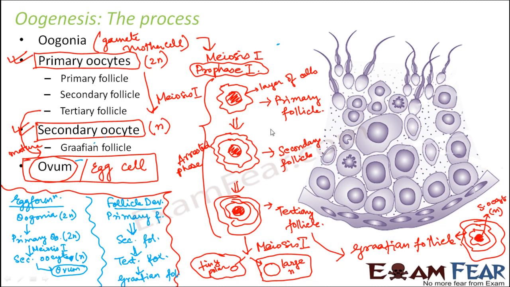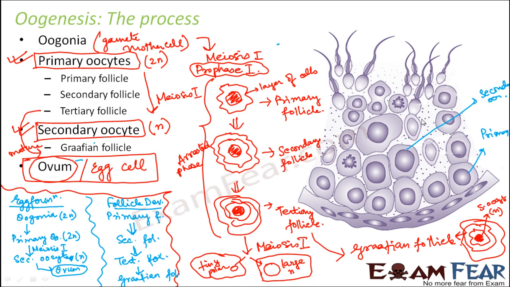Now if you look at this picture, you can see the inside of the ovary. This is how the internal structure of the ovary looks like. Here you can see these bigger cells. These are nothing but the primary oocytes. These primary oocytes later form secondary oocytes. So something like this, these secondary oocytes are formed.